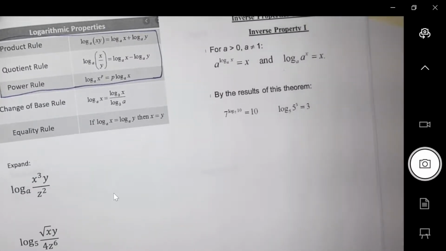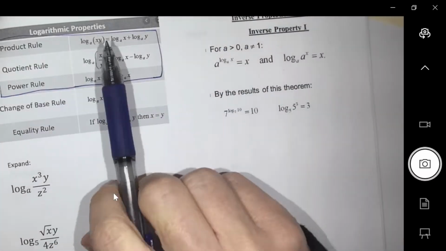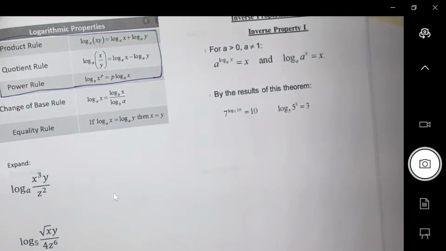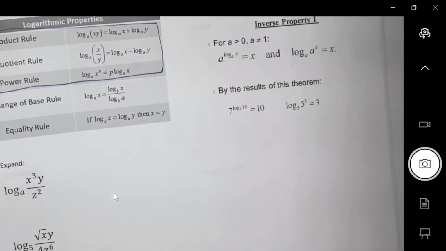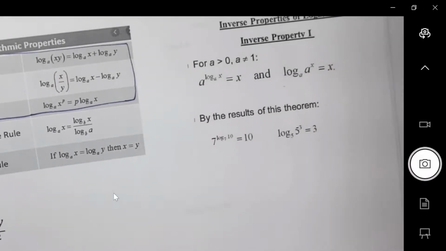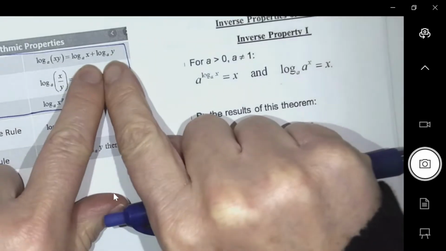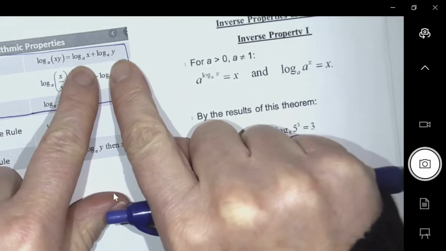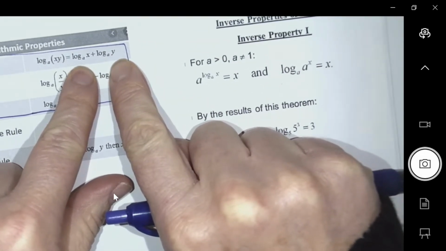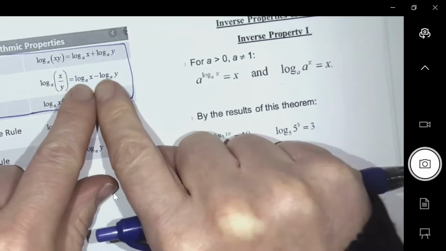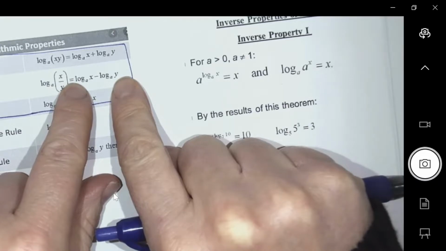Okay, we have a product rule. So when two things are together with multiplication, that's what product means, multiplication, we can separate them with adding. Do you see how x and y are in there with multiplying? So I split them into two separate logs by separating them with add. If two things are connected with division, I split them into two separate logs with subtraction.